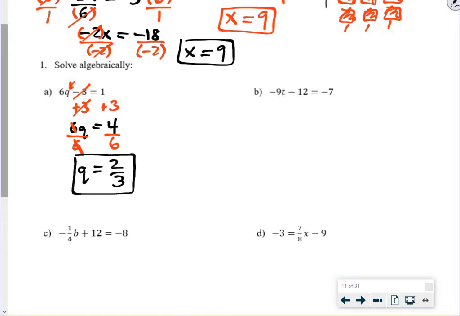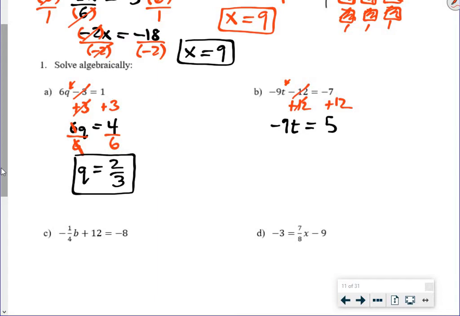That's the final answer for q. Okay, next, I need to get t on its own. So working through SAMDEB, a good rule of thumb, we add 12 to both sides. 12 minus itself is 0. So we have negative 9t remaining on the left, and negative 7 plus 12 is positive 5.